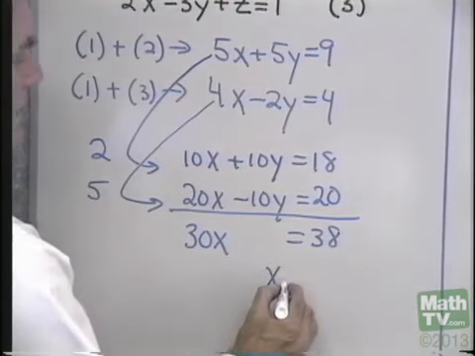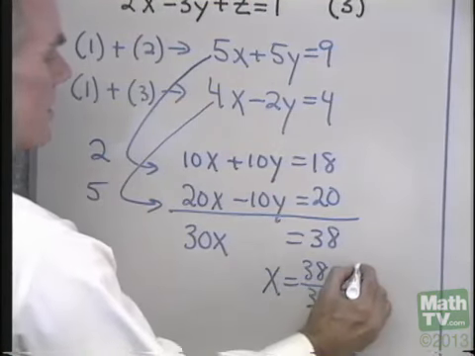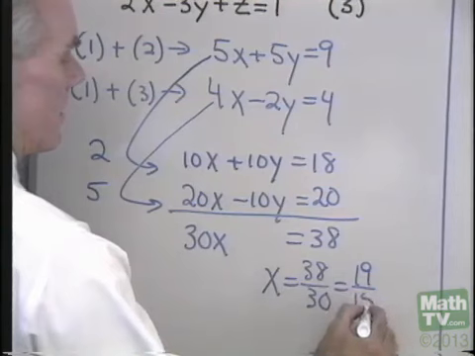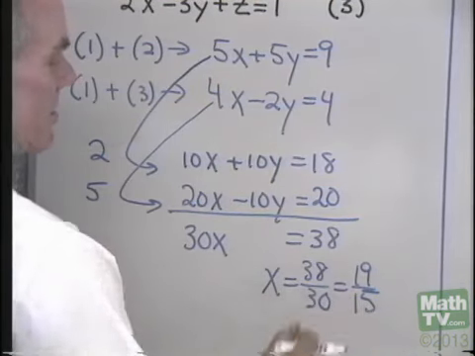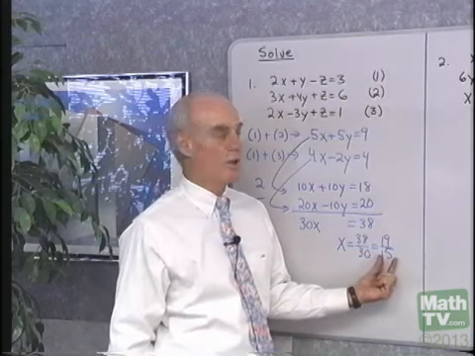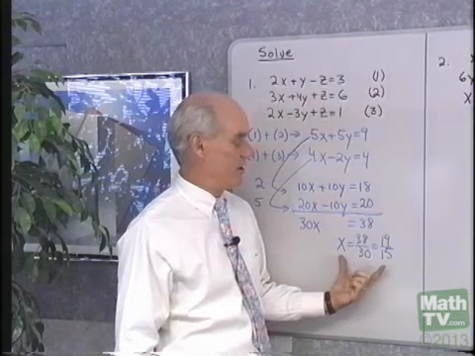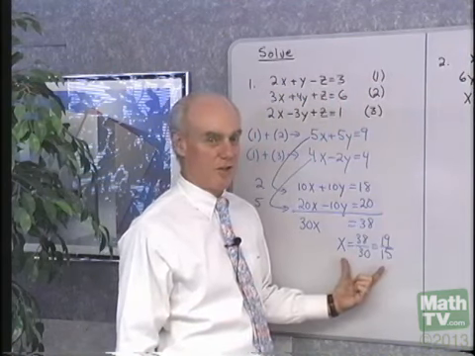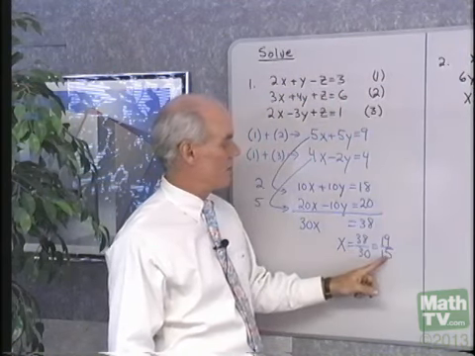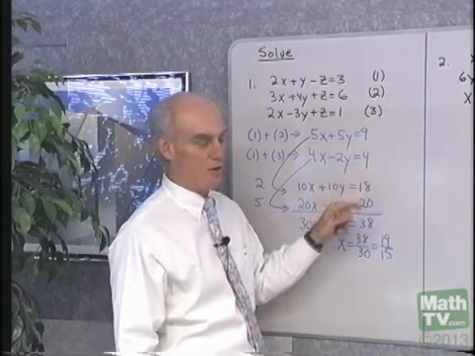So I end up with x is equal to 38 divided by 30, which is 19 over 15. If I reduce this fraction to the lowest terms, I have 19 over 15. So this is the x-coordinate of the ordered triple that satisfies all 3 of the equations. Now, I need to find the y-coordinate and also the z-coordinate. So I can substitute x equal 19/15 back into any one of these equations and solve for the corresponding value of y.